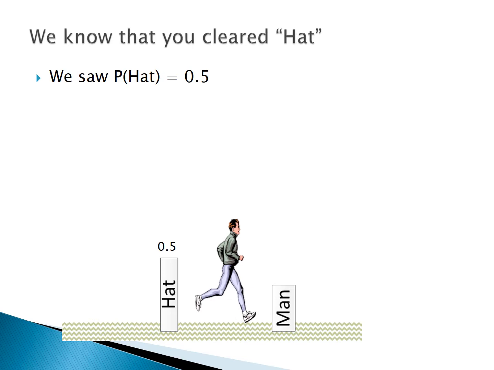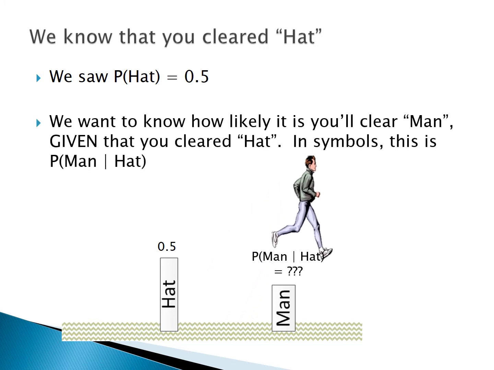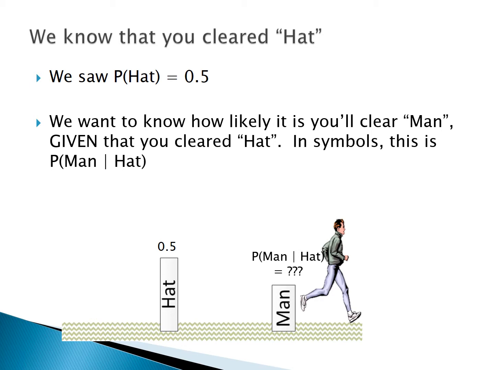So if I want to figure out how likely it is you'll clear the second obstacle, I'm not interested in how likely it is that anybody is a man. I'm interested in how likely it is that somebody who wears a hat is a man, because I already know by the point that we've gotten in the race that they do wear a hat. We write this symbol of the chance of being a man given that you're wearing a hat with a vertical line. It's read as probability of man given hat.